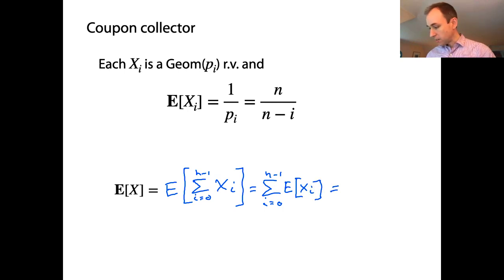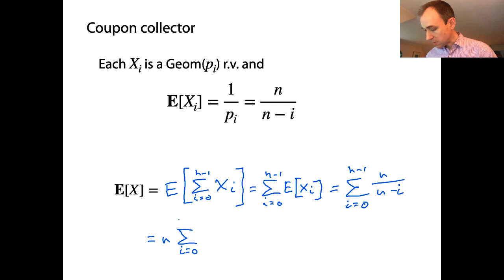And because I know the expected value of the geometric random variable, I can just write that in. It's n over n minus i. Okay, I'm going to keep going. I'm going to take the n out now of the sum, i equals 0 up to n minus 1 of 1 over n minus i.